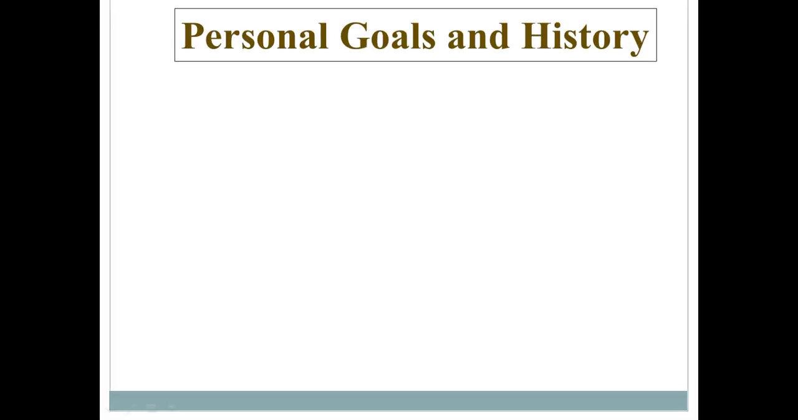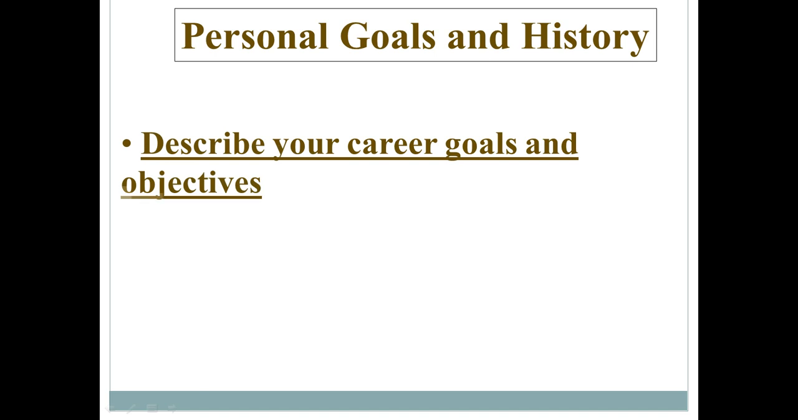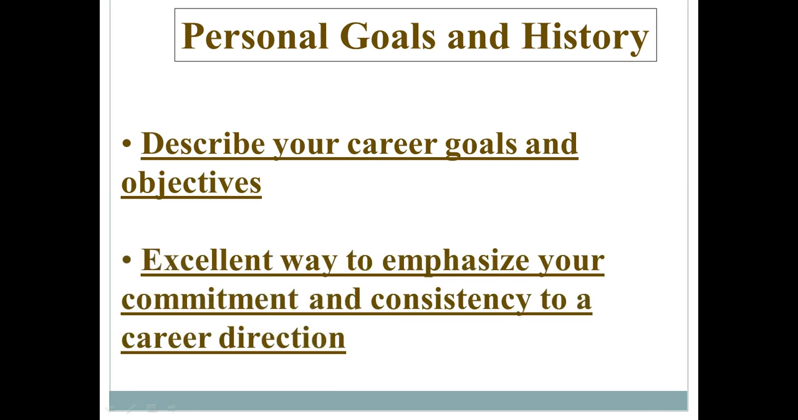The next category we're going to talk about is personal goals and history. Here you can describe your career goals and objectives. This is important because then an employer understands that you're in it for the long haul for this career. You're not just going to be there for 6 months and leave. So showing how you plan on growing in this career is very useful for the employer. It also helps to show that you have good career direction and you're going to maintain this career for a long time.